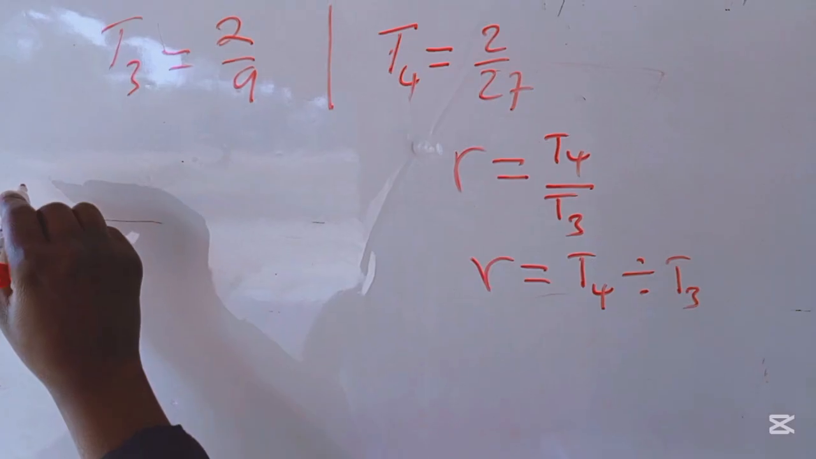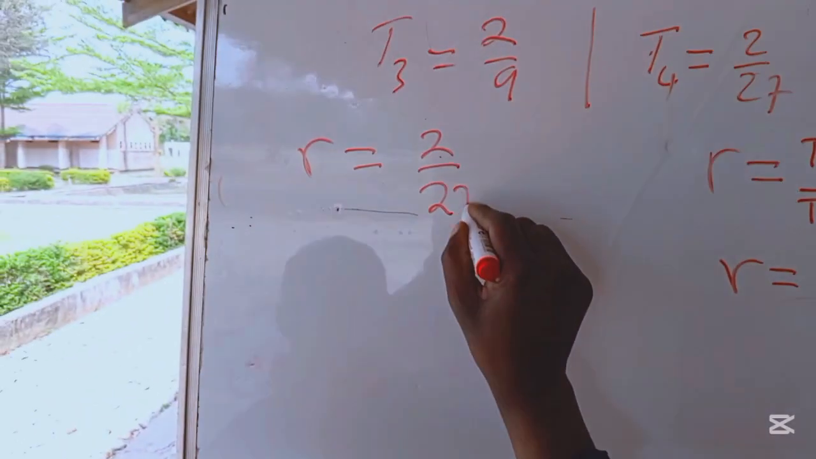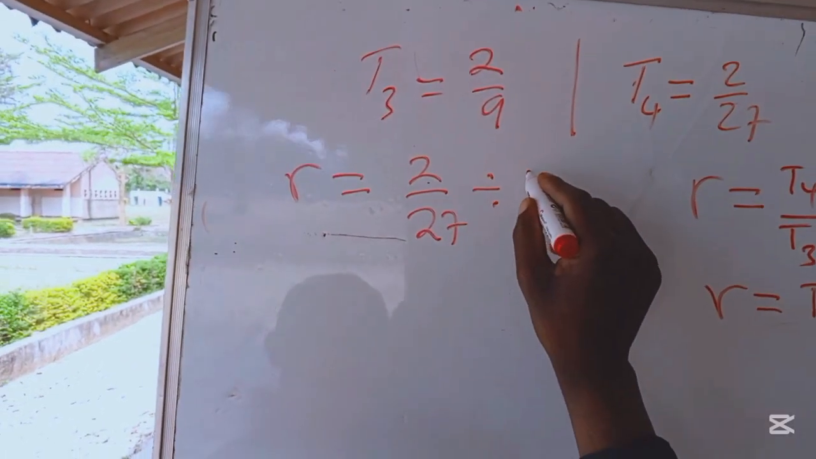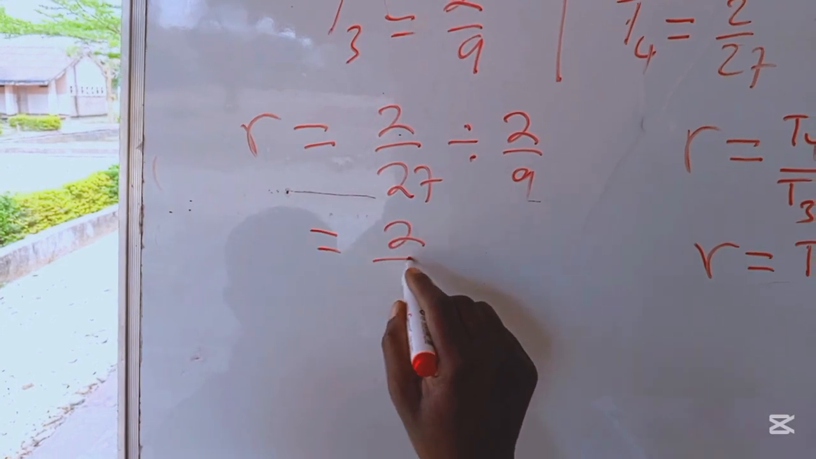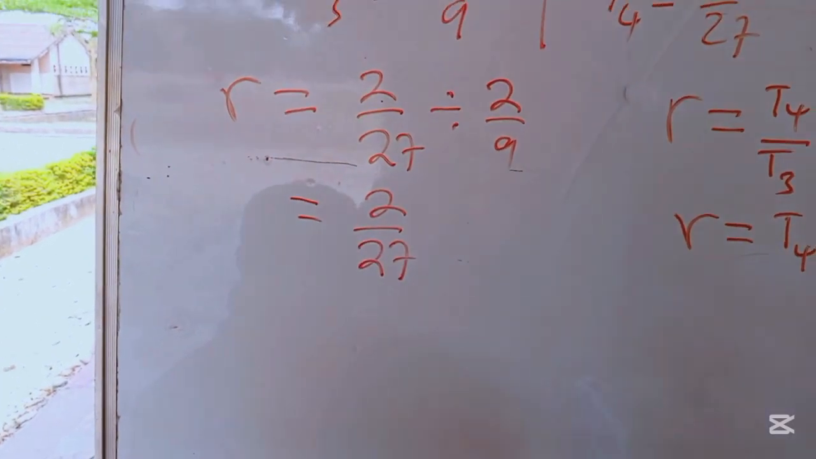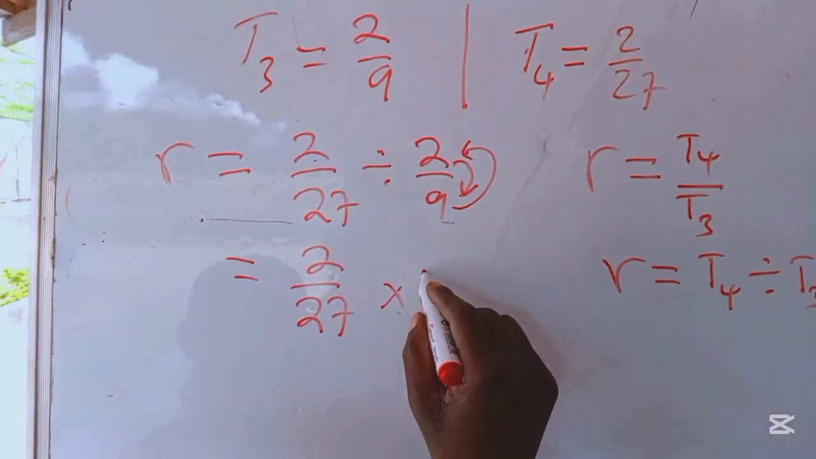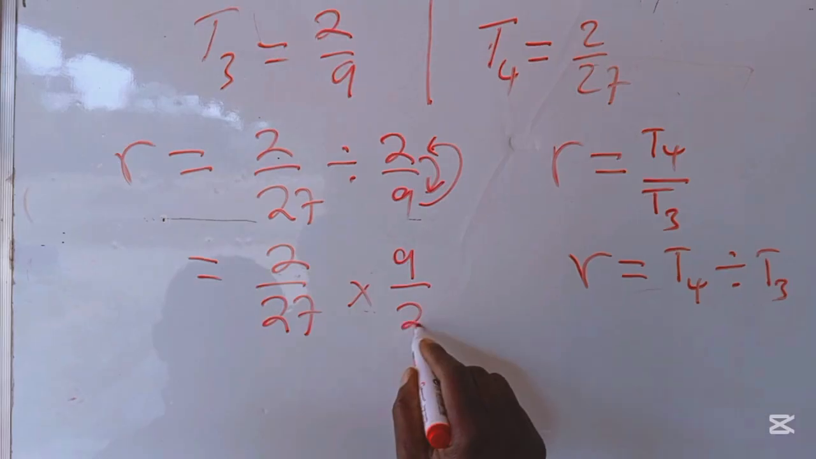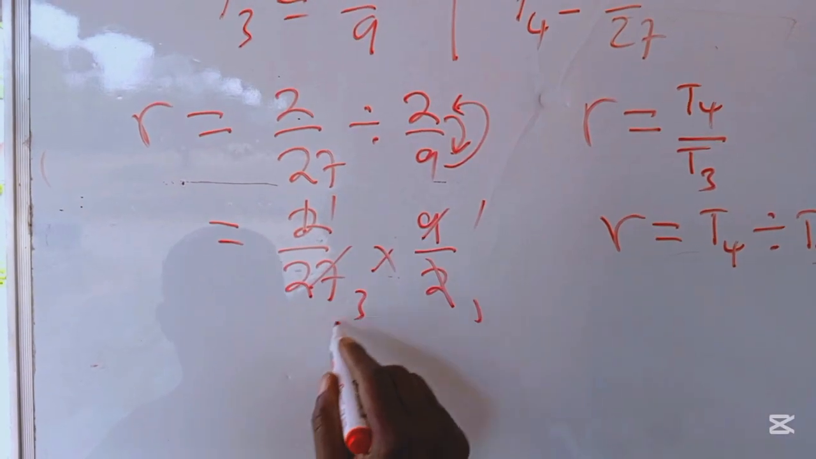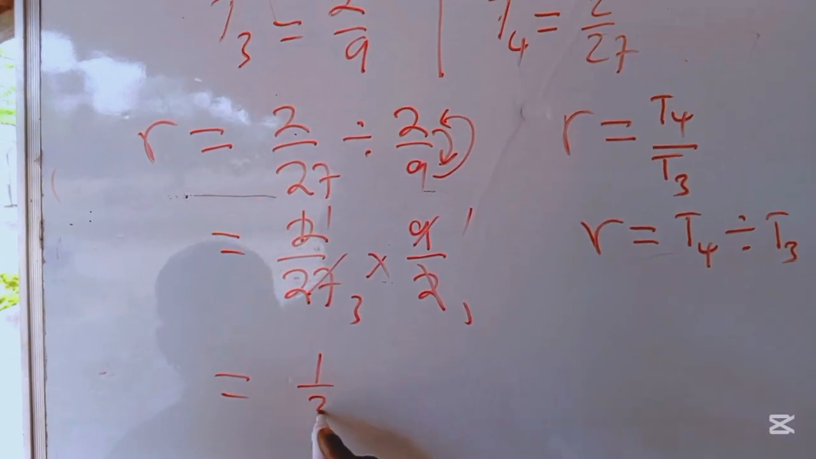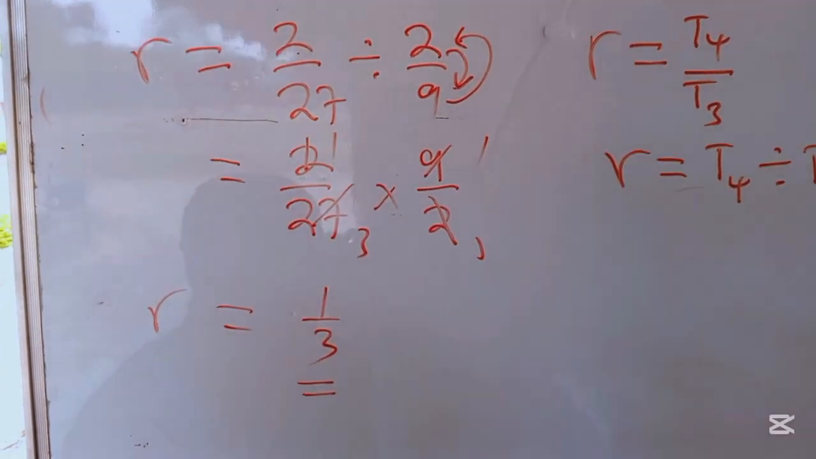So the common ratio is my fourth term, 2 over 27, divided by my third term, 2 over 9. You agree that the 2 over 27 we maintain on the left-hand side, while this one takes the reciprocal. This goes up and this comes down. Here it will be 9 over 2, and the 2 cancels with the 2. 9 divided by 9 is 1, and 27 divided by 9 is 3. So my common ratio is 1 over 3.